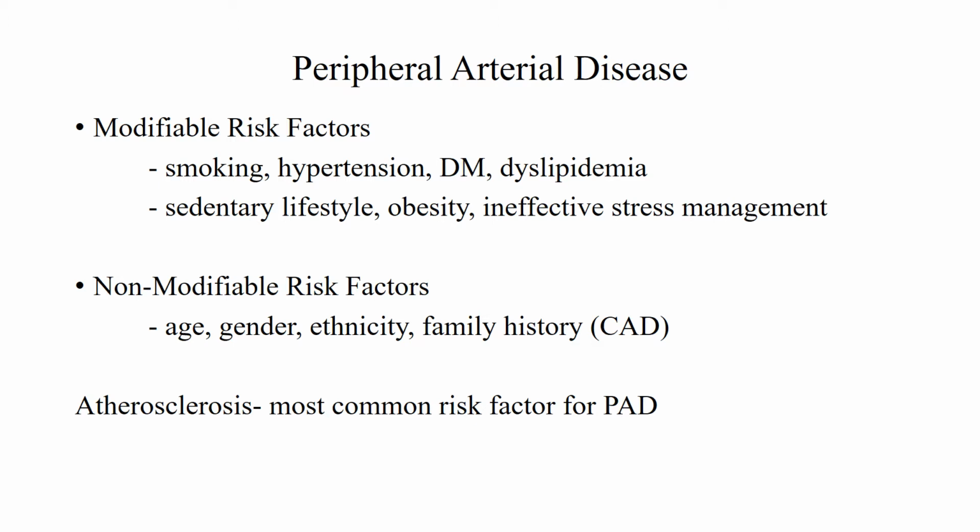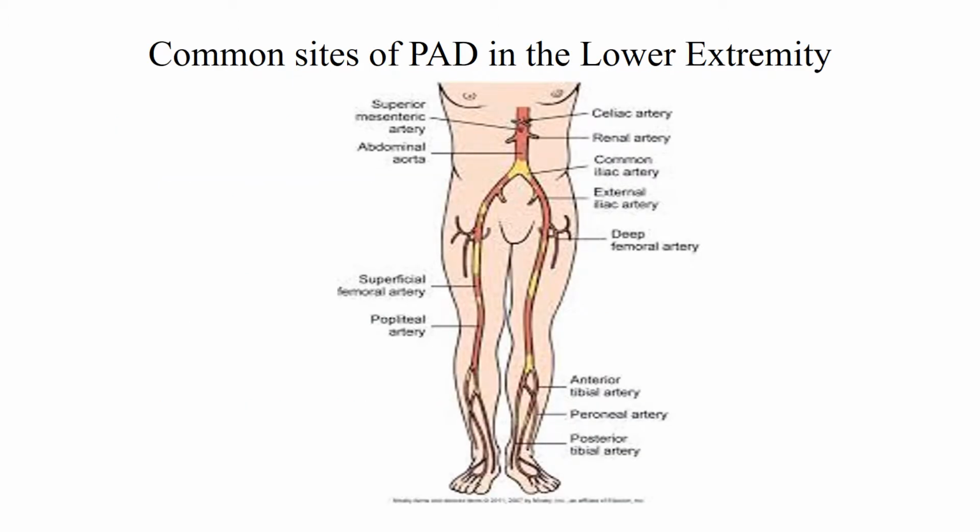Atherosclerosis, or the thickening of the vessel wall caused by deposits of lipids and cholesterol, is the most common risk factor for peripheral artery disease. This slide shows us the common sites of peripheral artery disease in the lower extremity. You will see here the popliteal artery, the deep femoral artery, common iliac artery, even the anterior tibial artery. So those are the most common sites of peripheral artery disease in the lower extremity.